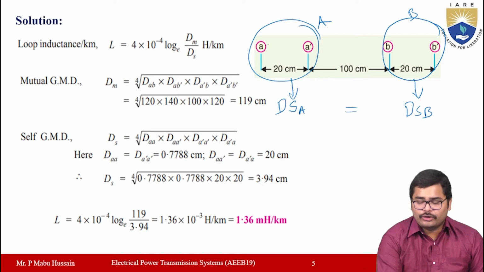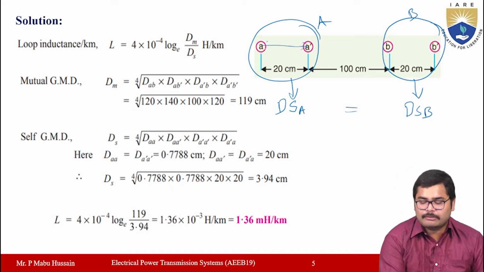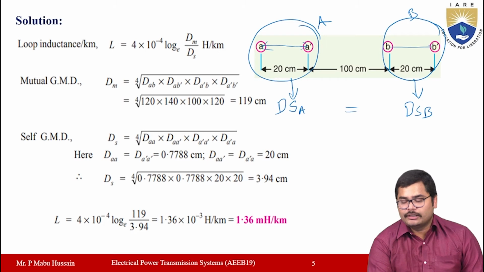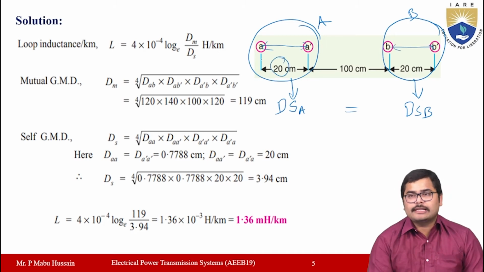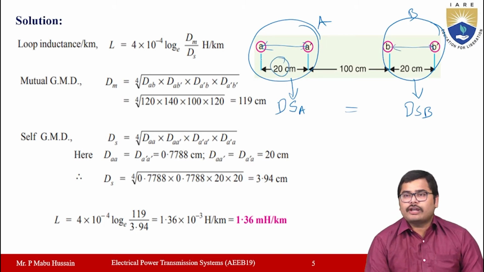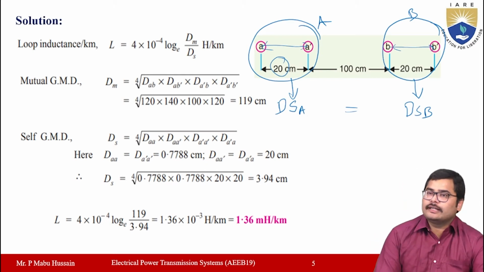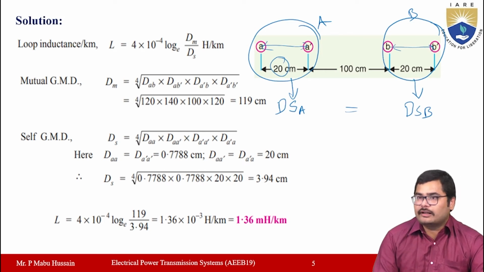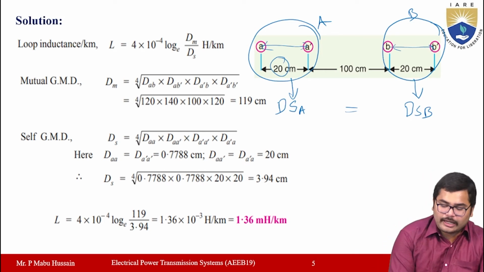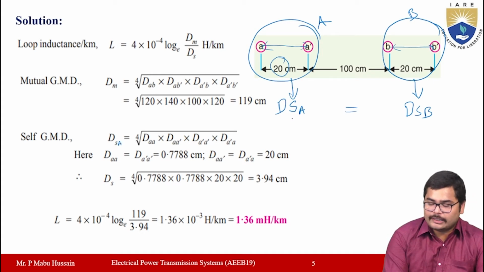At the same time, if you observe the distance between the subconductors in phase A and phase B, again the distance will be the same. So in such a case, if you calculate the DSA or DSD, you will get the same values. So you can calculate only one DS, and it will be the same as the other. Okay, so first you can calculate the DSA here.